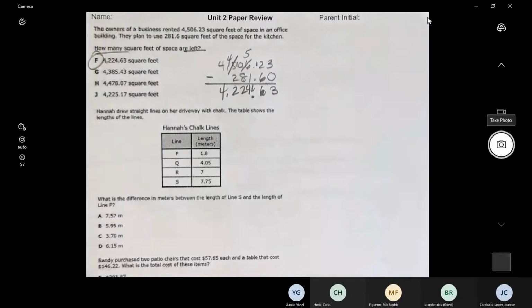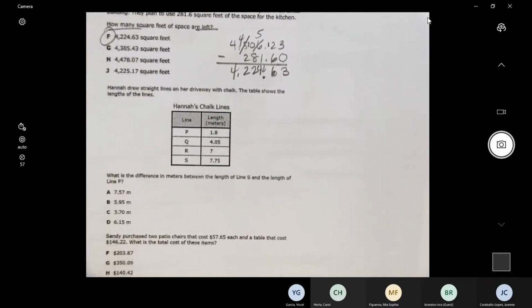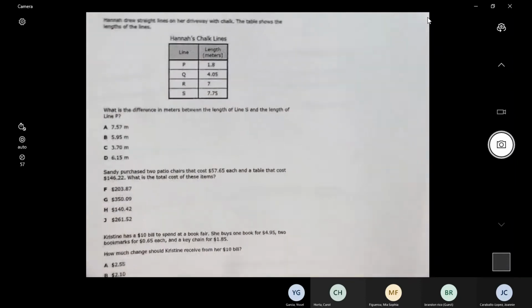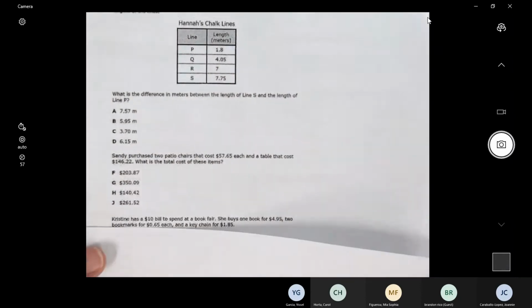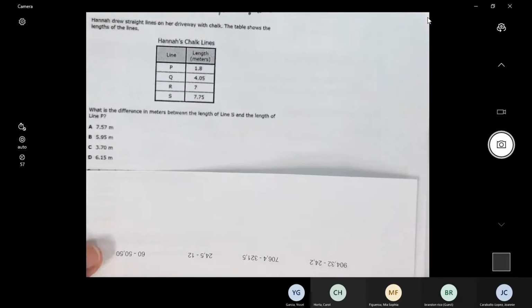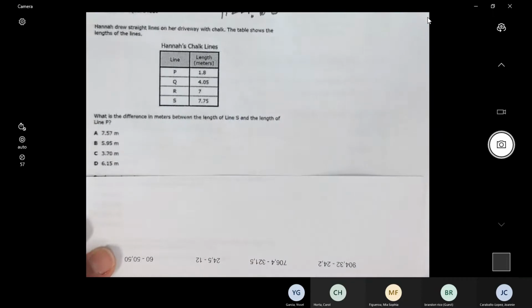So it says, Hannah drew straight lines on her driveway with chalk. The table shows the length of the lines. So Hannah, right? So we're going to concentrate on Hannah. I'm recording, sir, so make it happen. You can move to another table.